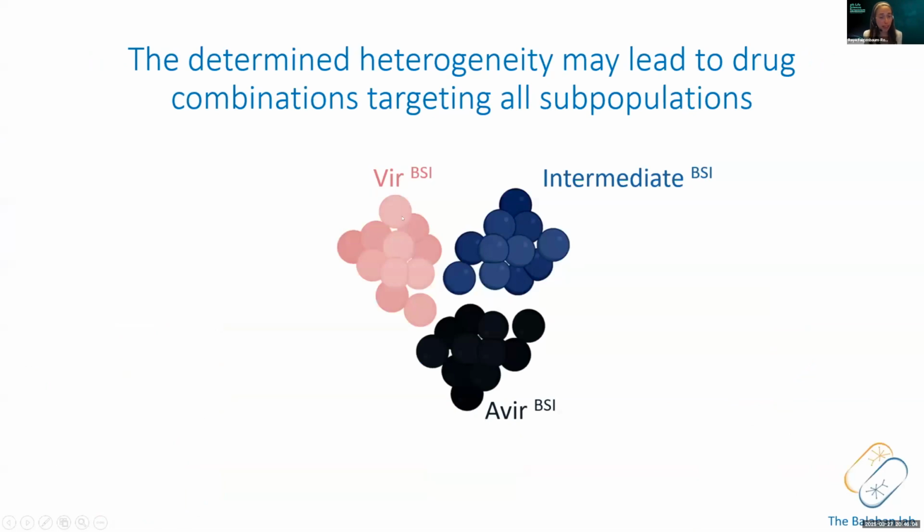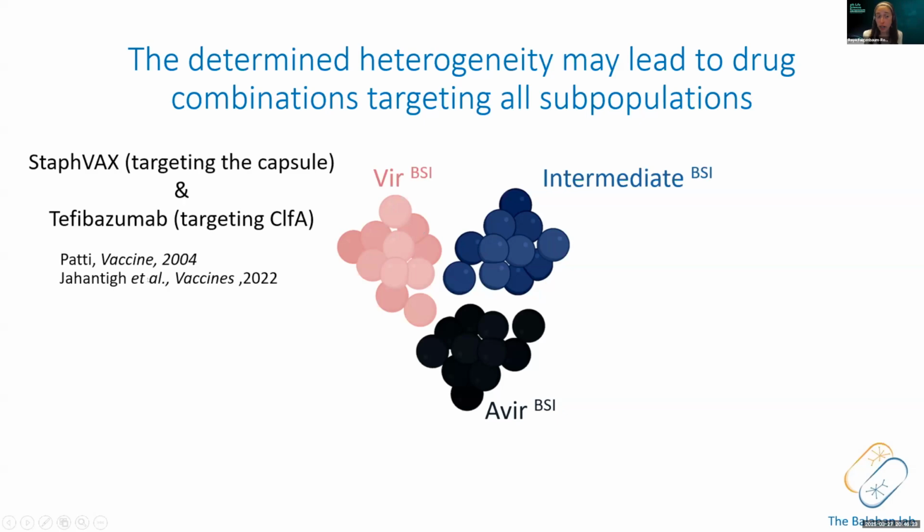But you remember that I started by saying that to eliminate an infection, we need to understand the coexisting subpopulations, and we also need to understand which drug combinations would eliminate all these subpopulations. For this specific patient, we have these 3 subpopulations. Current treatments that are under development for Staph aureus bacteremia, for example, this treatment that targets capsule genes and this treatment that targets the ClfA gene would target only the Vir subpopulation, leaving the 2 other subpopulations in the patient.